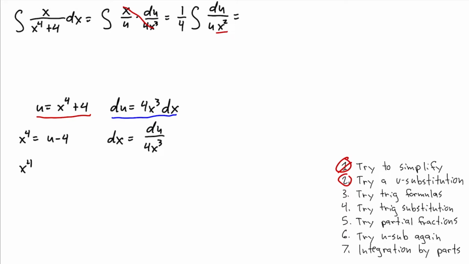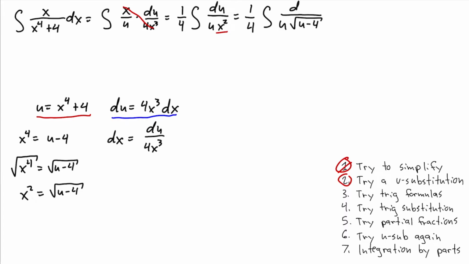And I'm going to go ahead and write it again. Why? Because we're going to square root both sides. Now we have x equals the square root of u minus 4. And we can plug that in there where it's highlighted red. So we have u times the square root of u minus 4. And this is our new integral.